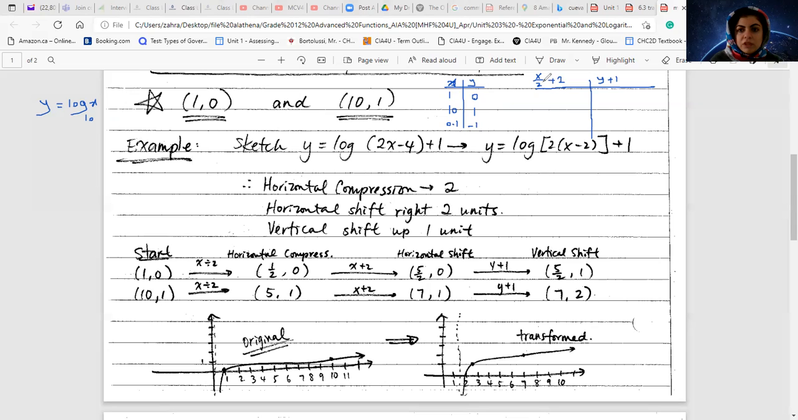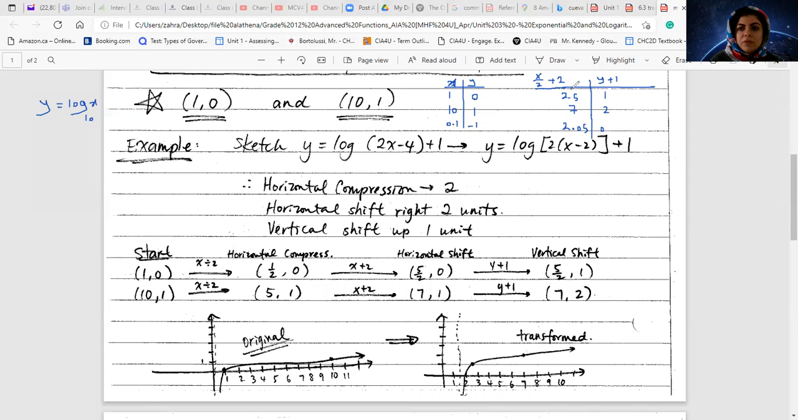Now I'm going to do this transformation. x divided by 2 plus 2 is going to be 2.5. Put 0 here for y. 0 plus 1 is 1. 10 divided by 2 is 5. 5 plus 2 is 7. And for y, you put 1. 1 plus 1 is 2. 0.1 divided by 2 is 0.05. It's going to be 2.05. And here minus 1 is going to be 0.